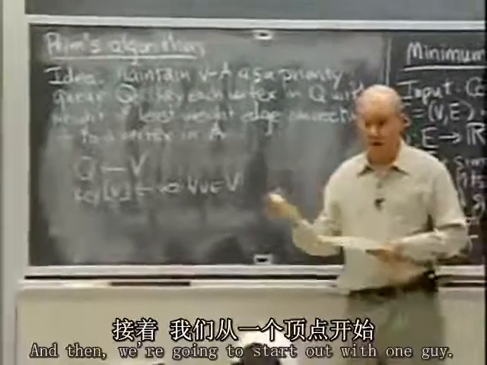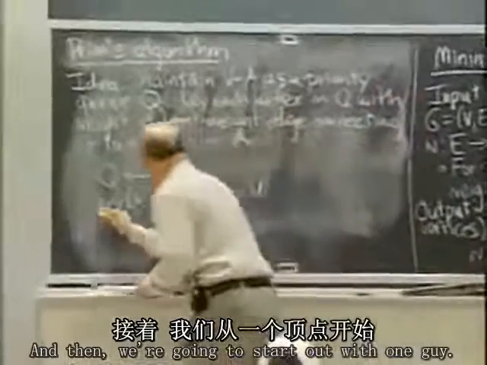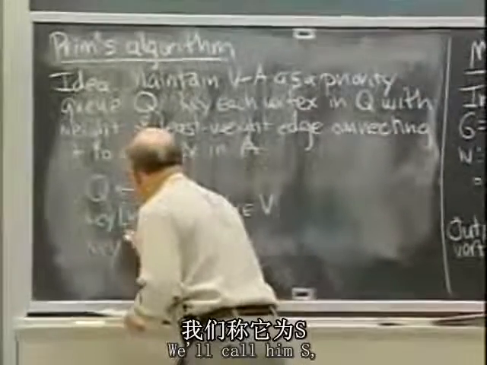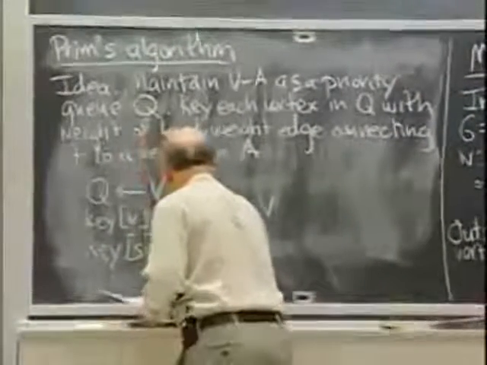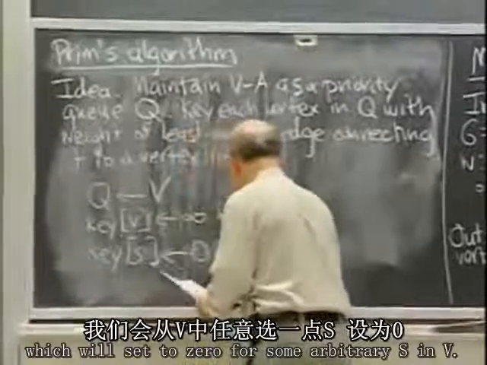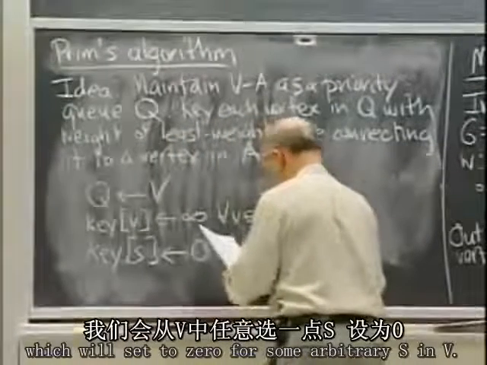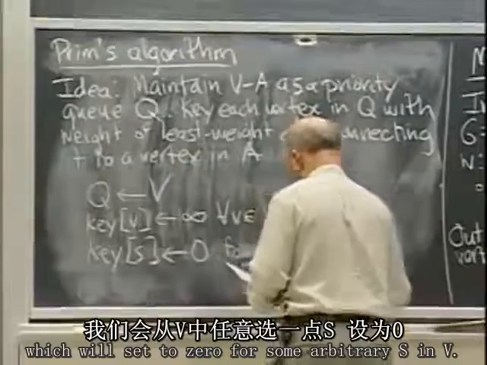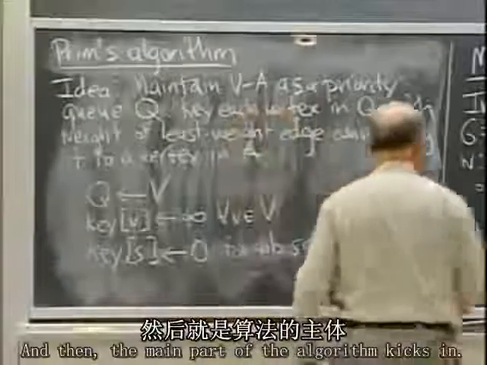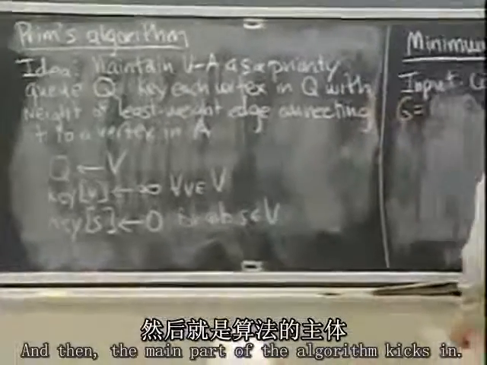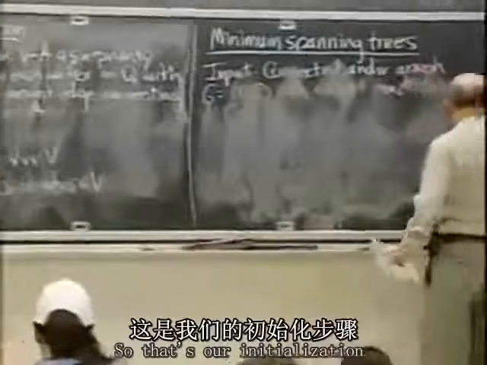And then we're going to start out with one vertex, we'll call him S, which we'll set to 0, for some arbitrary S in V. And then the main part of the algorithm kicks in. So that's our initialization.